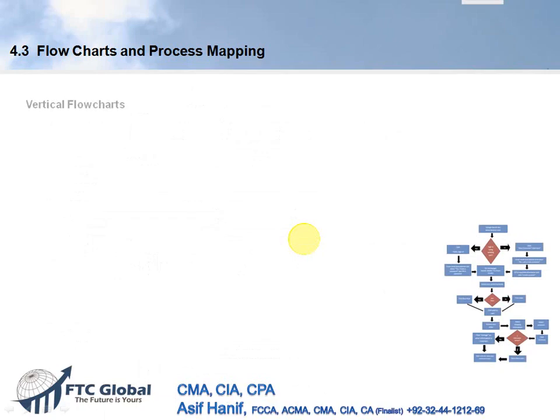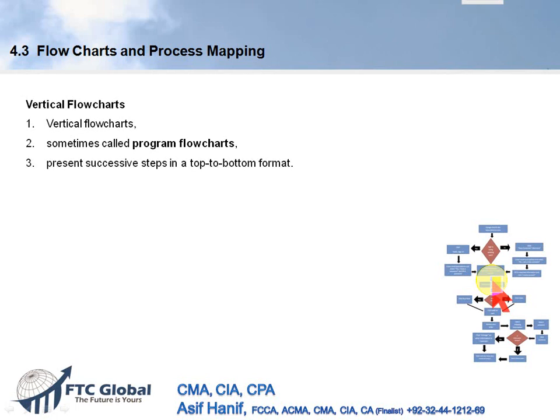Next, we have the vertical flowcharts. Vertical flowcharts, the one that you can see right at the bottom right of your screen. This is called a vertical flowchart. This is specifically for computer programs. It's also called the program flowchart because it shows a step-by-step sequential process, the sequential instructions that the computer will process. It shows successive step-by-step sequences and processes that the program will execute. So it presents successive steps in a top to bottom format. I'll show you just in a minute.